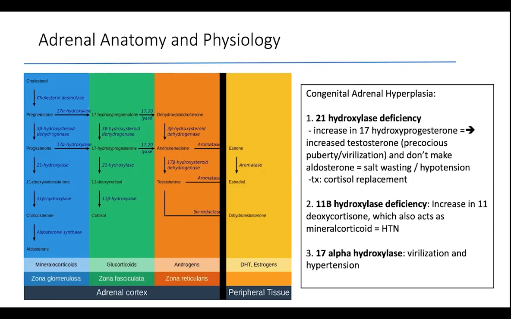The 11 beta hydroxylase deficiency is going to lead to an increase in 11 deoxycortisone, which also acts as a mineralocorticoid. So you're going to have hypertension. And then 17 alpha hydroxylase deficiency will lead to virilization and hypertension.